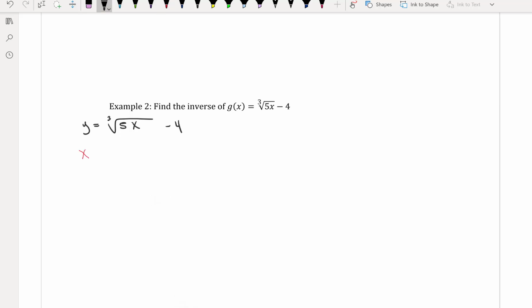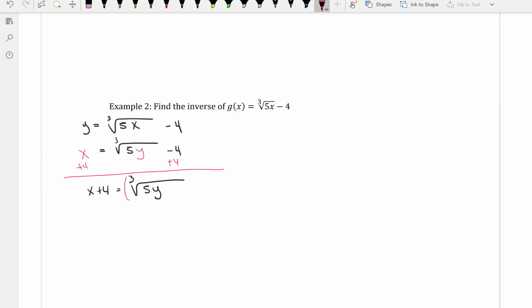So now I have that x is equal to the third root of 5y, and I still have minus 4. Okay, so now I've switched the x and the y. So now from the next step, I am going to solve for my y variable. So I'm going to add 4 to both sides. This is going to give me x plus 4 is equal to the third root of 5y.